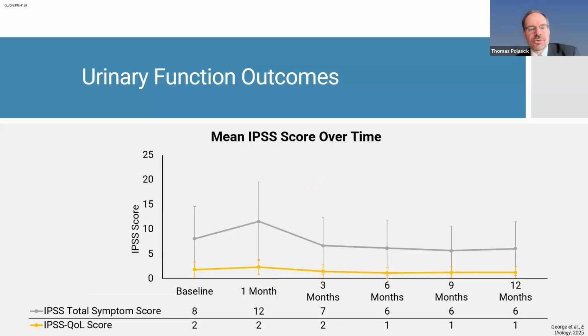Mean IPSS scores, very similar. So initially, maybe a little bit of swelling. It may get worse a little bit by IPSS criteria at the 1 month time. And then by 3 months, you're at baseline, if not a little better, and that sustains through the 12-month time. Next.